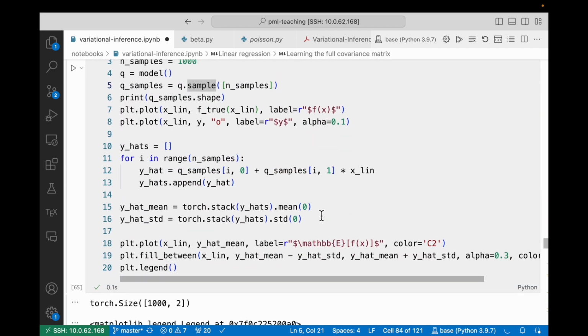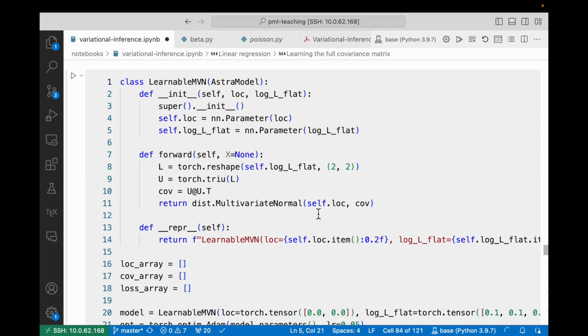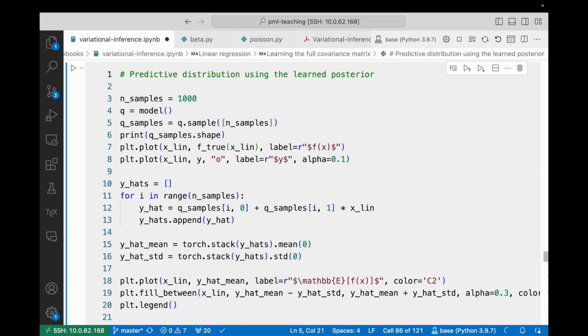So I'm showing for the full covariance matrix, I start with a parameter L flat, which is in this case a 4-length vector. I convert that 4-length vector into a 2 cross 2 matrix. I take an upper triangular matrix of that, and the upper triangular is U. I do that U into U transpose. If I do it this way, then I am guaranteed to have a positive semi-definite and a valid covariance matrix. Everything else is the same in this piece of code.